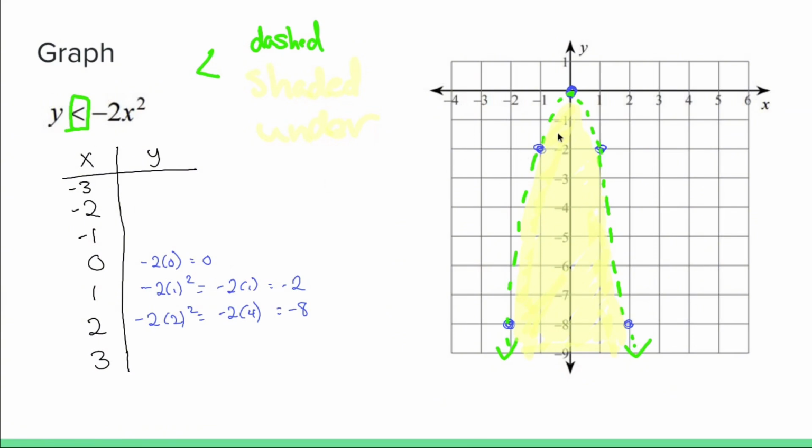Now, does the graph or does the dashed line count? No. So I'm not allowed to be like, well, let's plug in 1, negative 2 and see if that works. It won't. But if I plug in 1, negative 4, it'll work just fine because it falls in the shaded region. So that's what an inequality of a parabola looks like and what it means.